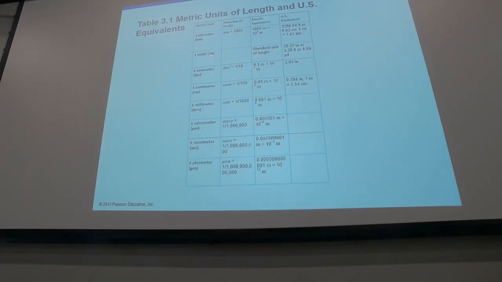And for a meter, the abbreviation is a lowercase m. This is the standard unit of length in the metric system. I mean, the metric system is basically based on the meter. And in 1 meter, we have 39.37 inches or 3.28 feet or 1.09 yards.